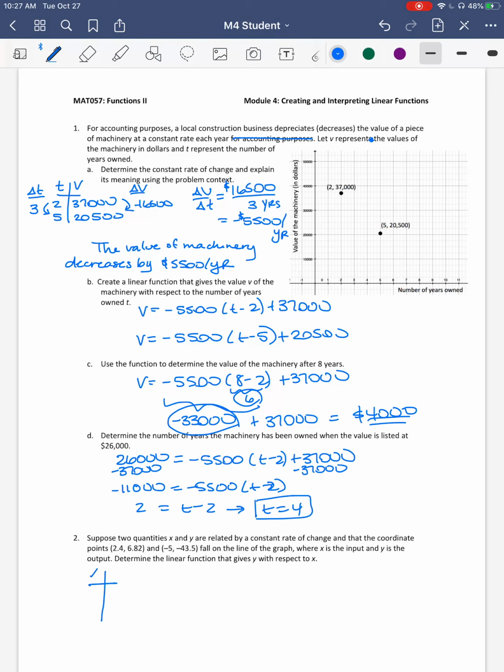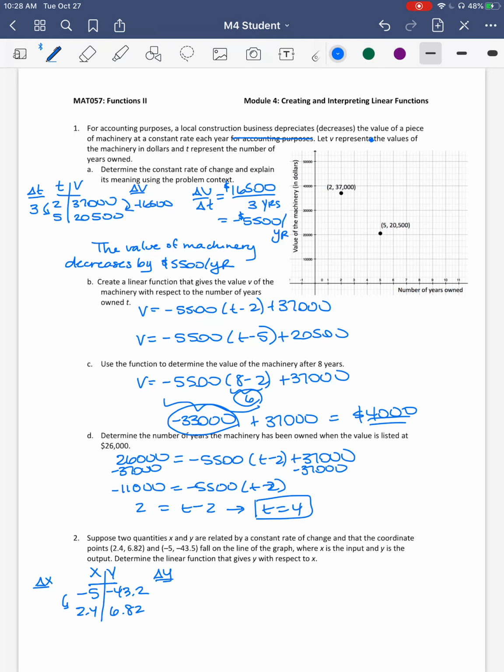I'm going to make a table. It doesn't really matter which order you put these points in the table. I tend to write them so that my inputs are increasing. That's just how we do it in math. It doesn't matter though, because if you switch it, it's going to switch the sign of both changes, which ends up canceling itself out.